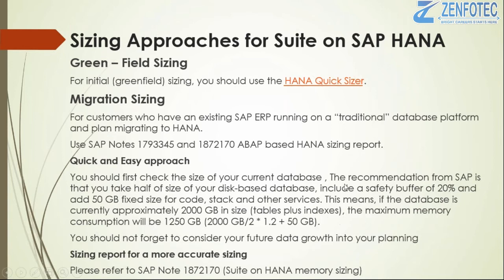Okay, so simple, the recommendation from SAP is that you take half of the size of your disk-based database, include a safety buffer of 20%, and add a fixed 50 GB for the code, stacks, and other services. This 50 GB is required for the HANA database services. This means that if the database is currently approximately 2000 GB, that is 2 TB, in size, tables plus indexes, then the maximum memory consumption will be 2 TB divided by 2, plus the 20% buffer, and then 50 GB.